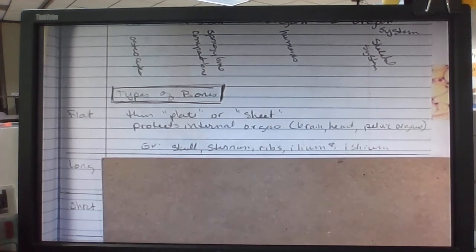So a flat bone is a thin plate or sheet that protects internal organs, like your brain, heart, and pelvic organs. Examples of flat bones are skull, sternum, ribs, ilium, ischium.